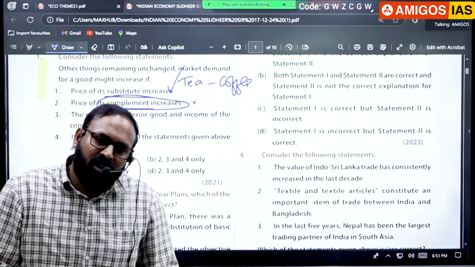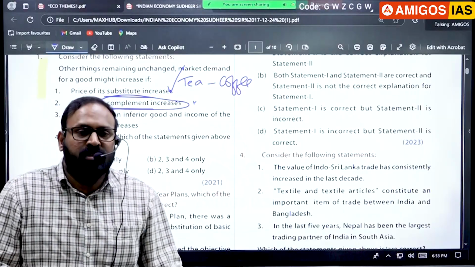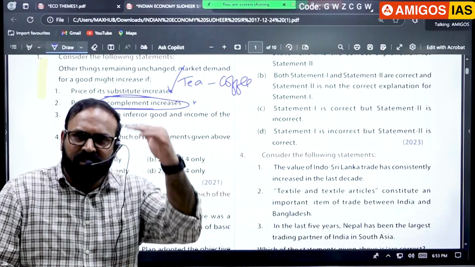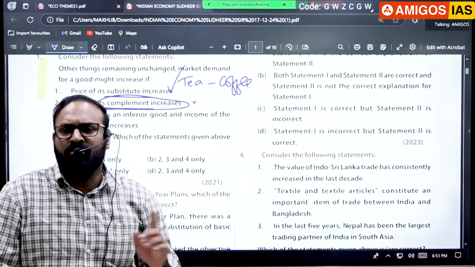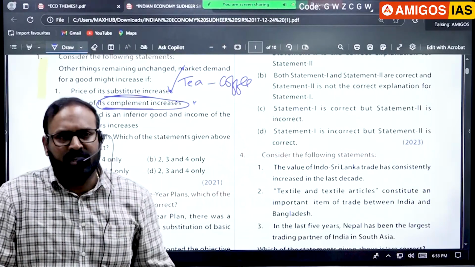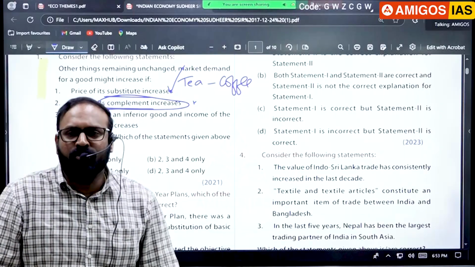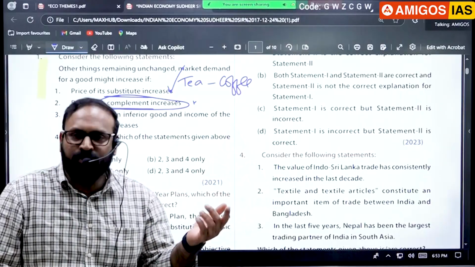What is an example for normal good? Fresh fruits, dry fruits, eggs, meat, etc. What if your income levels increase? If your income level is at X%, you are consuming chicken once in a week. If your income levels increased by X plus 1%, what do you do? You increase more of your chicken consumption. I hope you understand this.